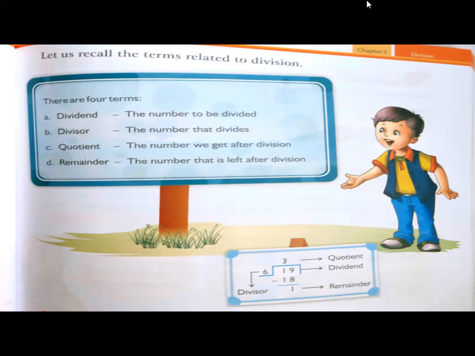Look at the example. 19 is divided by 6. So 19 is the number to be divided, so it is called the dividend. The number that divides, 6, is called the divisor. The number we get after division is called the quotient, which is 3. And last, the number that is left after division is called the remainder. So 1 is the remainder. These are the four terms related to division.